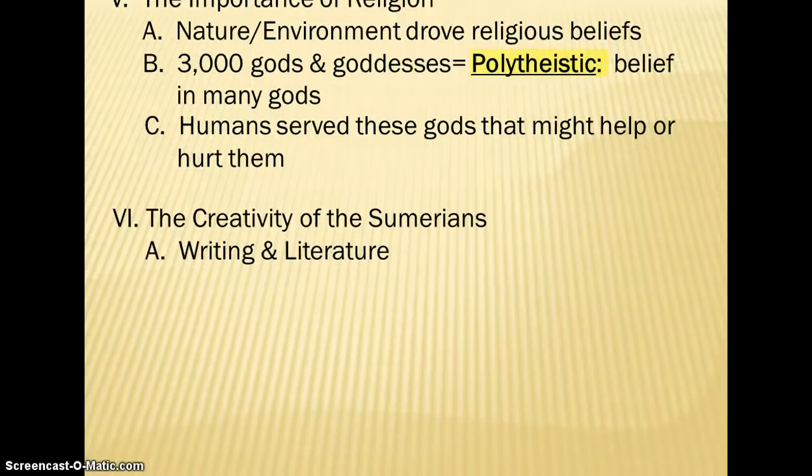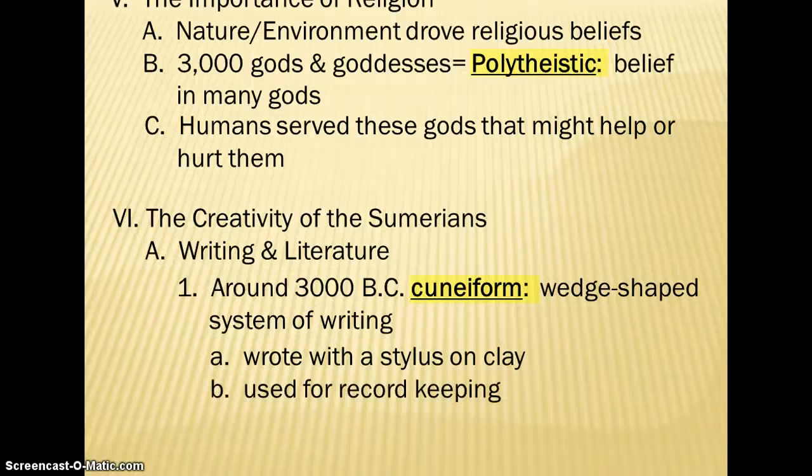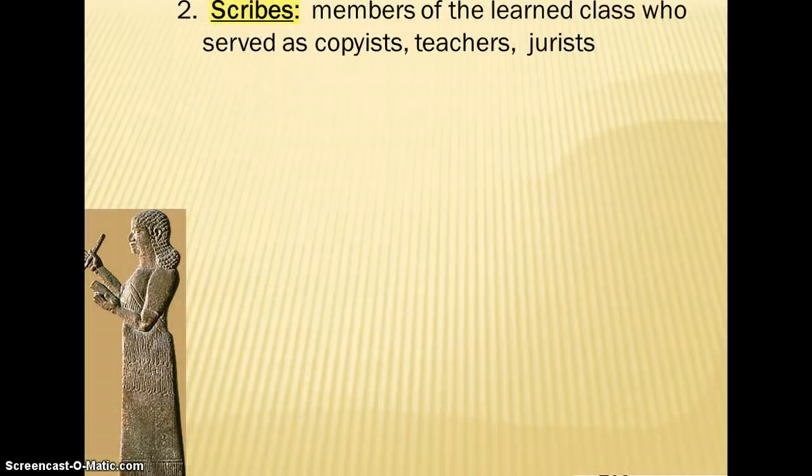As far as writing goes, the Sumerians used cuneiform, which was a wedge-shaped system of writing, and they wrote with a stylus that had a wedge shaped at the end, and they wrote on clay because that was what they had an abundance of. And its main use was keeping records. So you would write down maybe amounts of grain that they had, or the time that you would plant or harvest. They would keep track of records and things like that, or transactions.